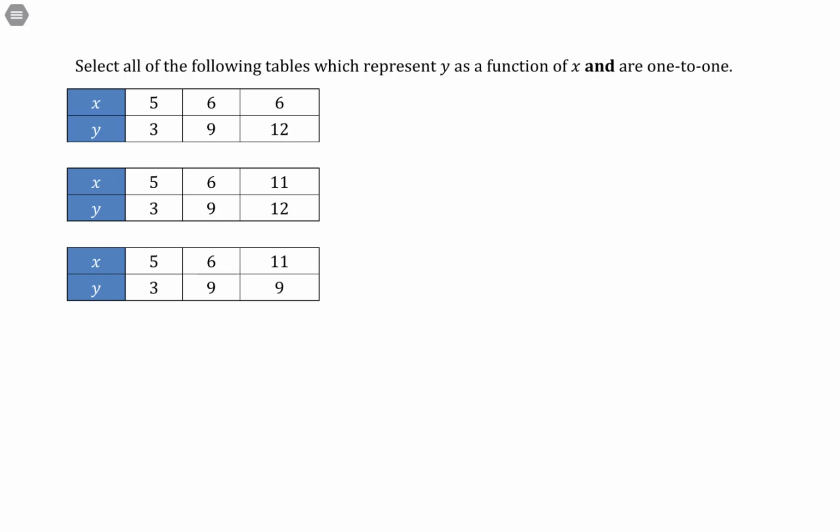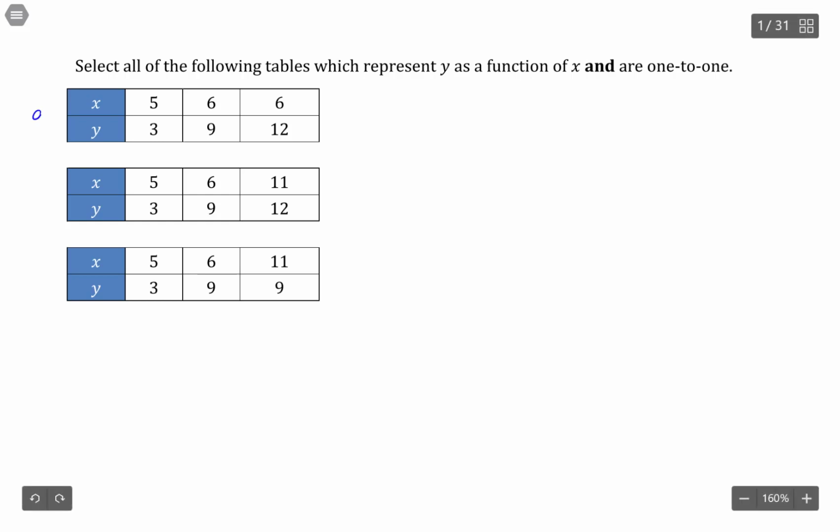Select all of the following tables which represent y as a function of x and are one-to-one. So for a set of points to be one-to-one, it has to pass both a vertical line test and a horizontal line test, just like the graph of a function would. Because the graph of a function is just a set of points, it's just that there are so many, it produces a line or a curve or what have you.